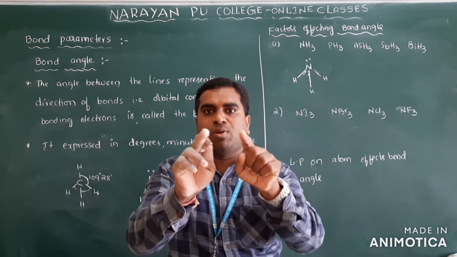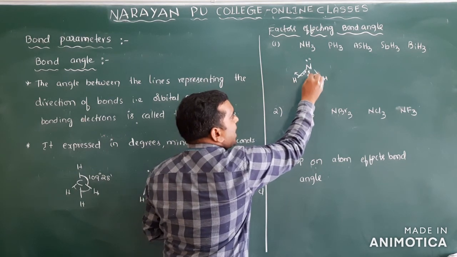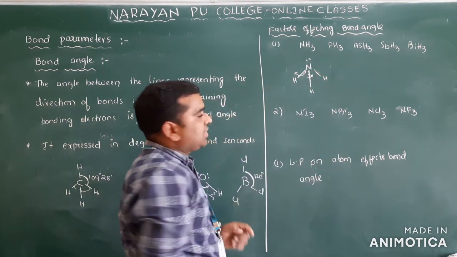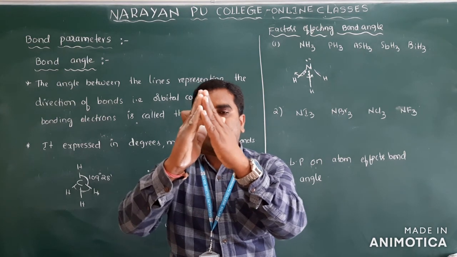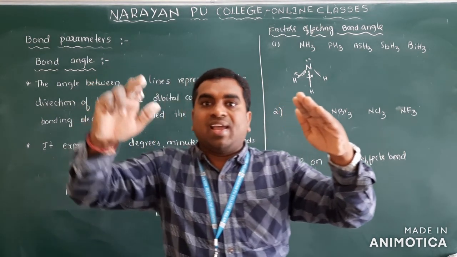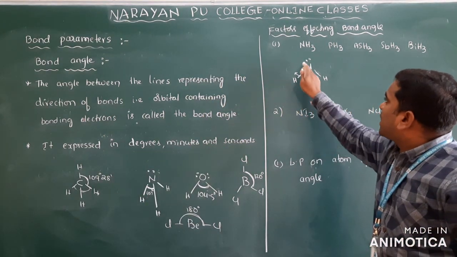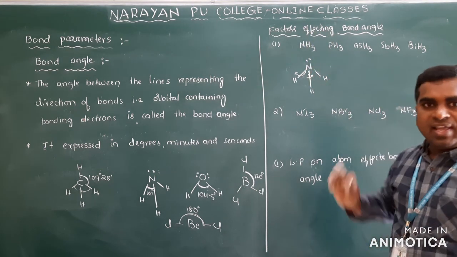Then what will happen? There will be a repulsion between the electrons. To avoid that repulsion, this bond will move this side and this bond will move this side. Then what will happen now? First of all, due to the repulsions, they are moving away from each other. Then automatically what will happen? Bond angle increases. And maximum bond pair repulsions will be observed in NH3.